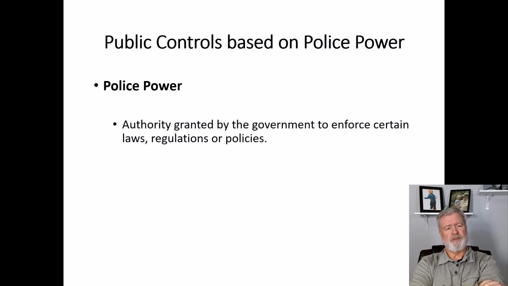The next thing we talk about here is something called police power. With this police power, and we're going to talk about several examples of it, the government can put a lot of controls on land, on real estate, and we call these public controls. Okay, but first of all, what is police power?